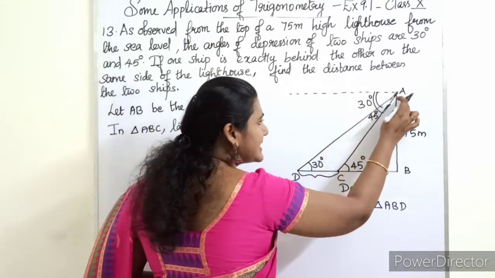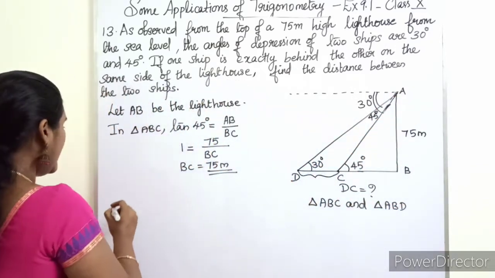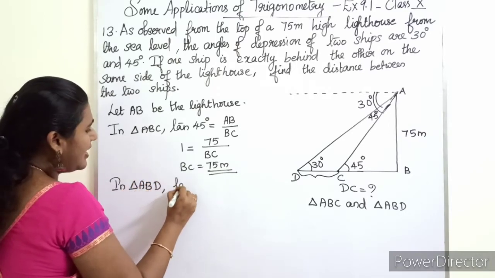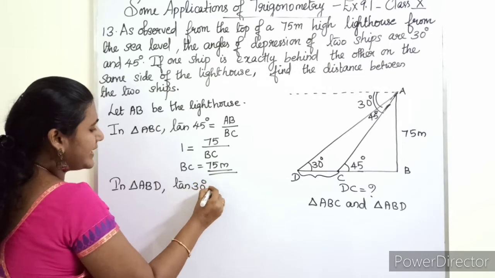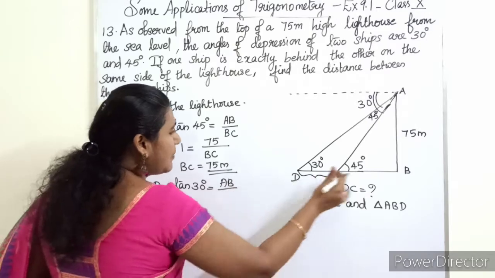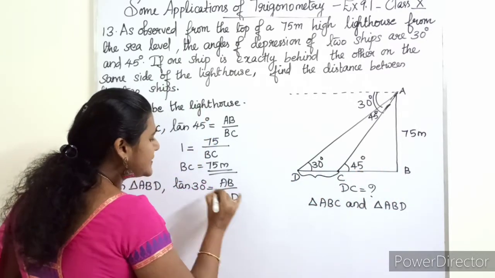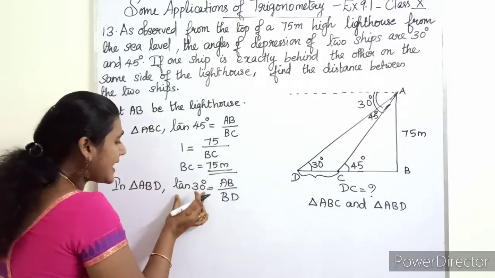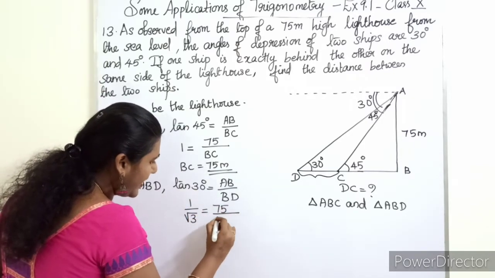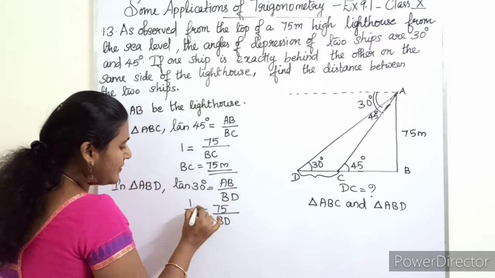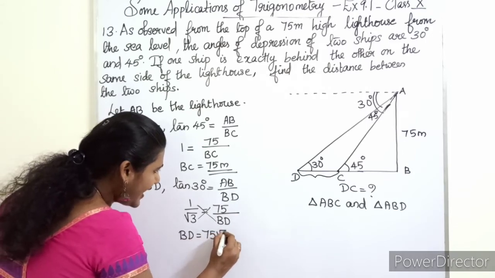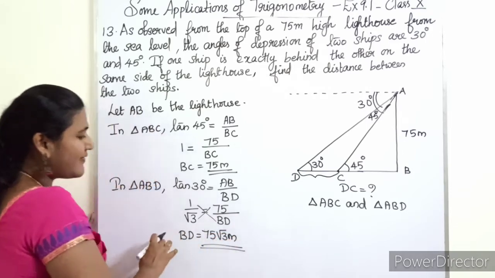Now we will consider the second right angled triangle, triangle ABD. Here the angle is 30 degrees, so we will take tan ratio. Tan 30 degree is equal to opposite side by adjacent side. Adjacent side is BD here. What is tan 30 degree? 1 by root 3 is equal to AB, that is 75, by BD. Now we will cross multiply, so you will get BD is equal to 75 root 3 meters. So this is the value of BD.